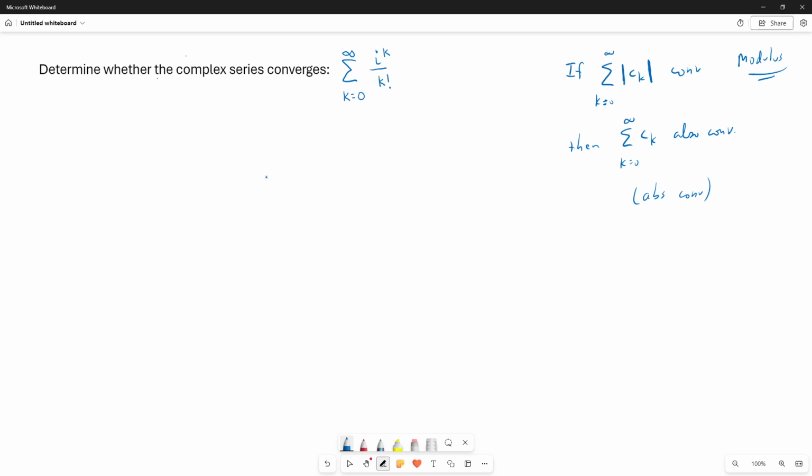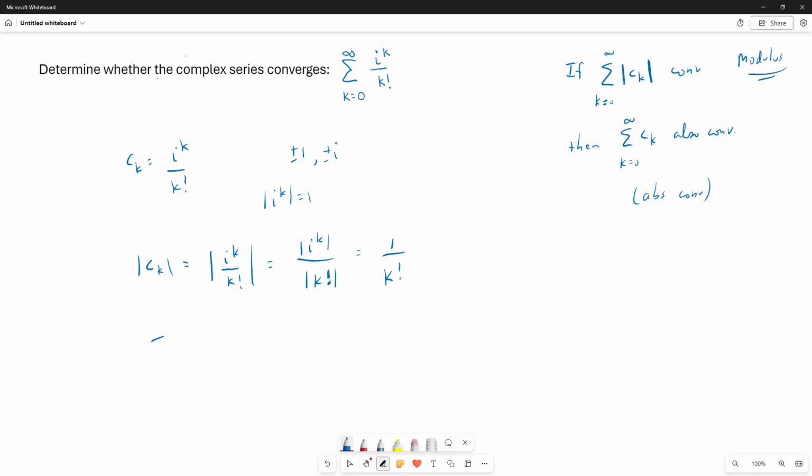Okay, so here, our c_k is i to the k over k factorial, and i to the k is equal to either plus or minus 1 or plus or minus i, depending on what k is. But in any case, the modulus of i to the k is 1. And therefore, the modulus of c_k is the modulus of i to the k over k factorial, which is the modulus of i to the k over the modulus of k factorial. And that's 1 over k factorial. K factorial is a positive real number. Its modulus is the same as its absolute value, which is itself.